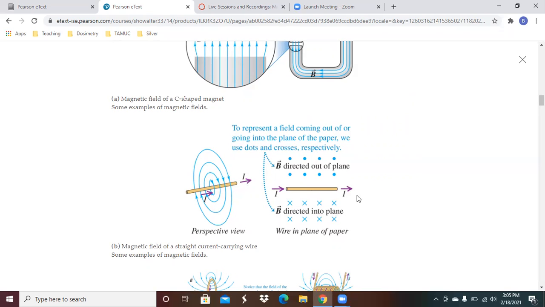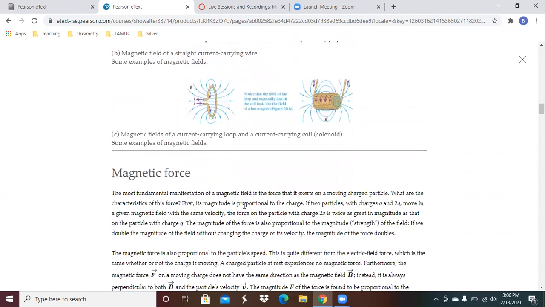So the way to really think about this is to imagine an arrow. If you see a dot, you can imagine that an arrow is pointing at you. It's coming towards you. If you have a cross, that means it is moving away from you. You're seeing the fins of the arrow as it's moving away. So if the field is coming up towards you on the page, out of the page towards you, then you would put a dot. If it's moving into the page away from you, then you would put a cross.